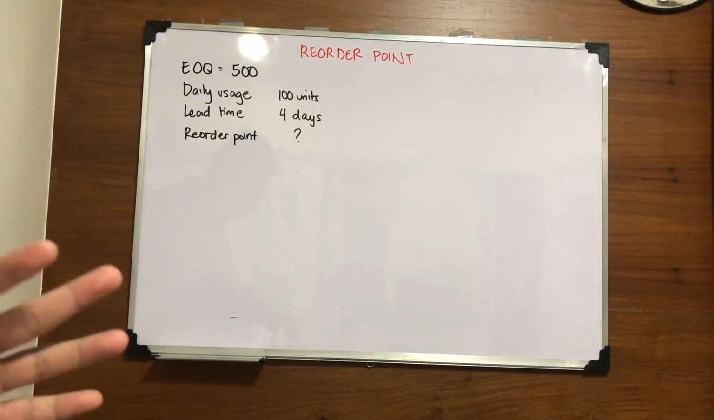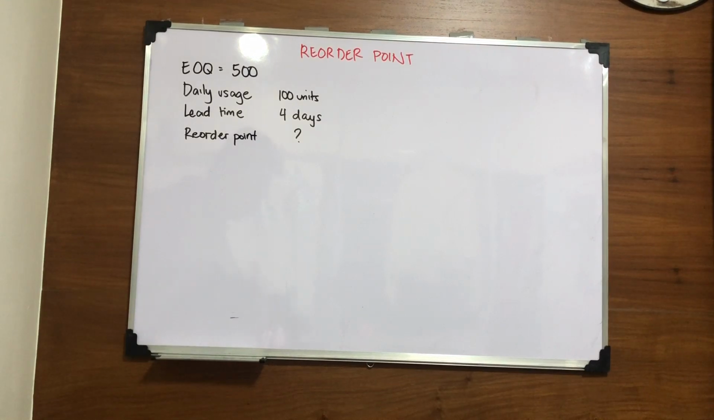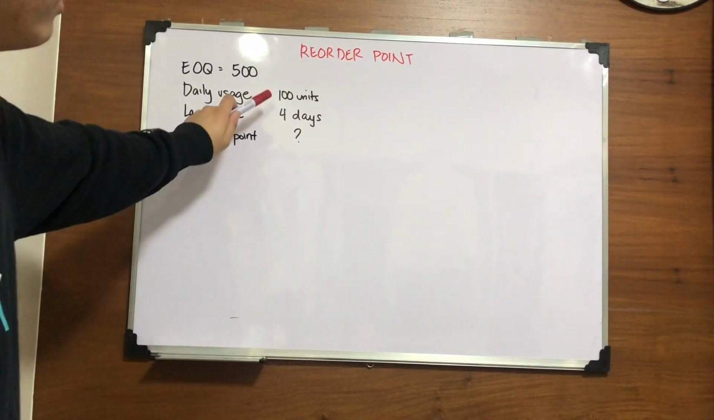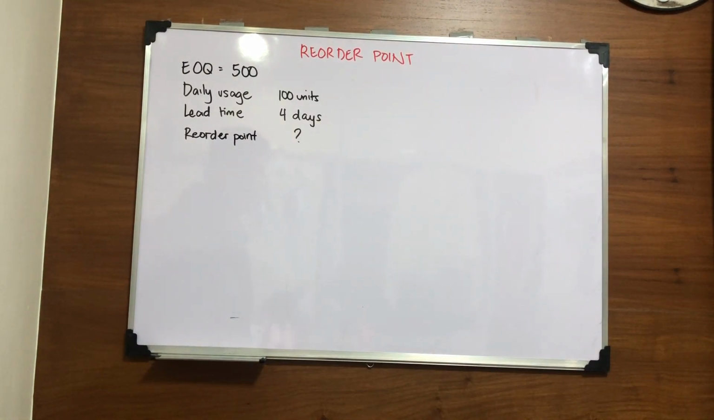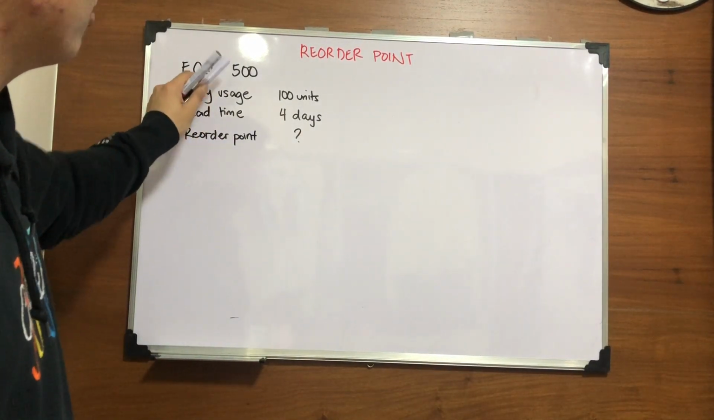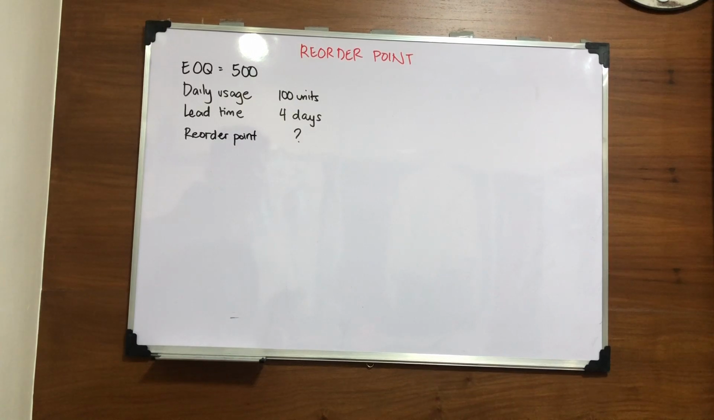Let's assume that the expected daily usage of an item of material is 100 units. This one, your daily usage. Okay? And the anticipated lead time is 4 days. Okay? You have your lead time 4 days. And our EOQ is 500. So, if you divide your EOQ with your daily usage, it would suggest that in 5 days, it would be unavailable or out of stock, right?